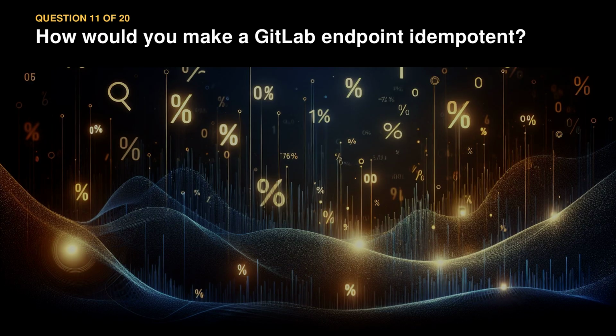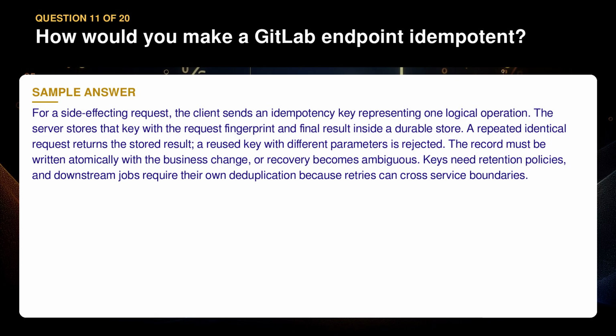Question 11. How would you make a GitLab endpoint idempotent? For a side-effecting request, the client sends an idempotency key representing one logical operation. The server stores that key with the request fingerprint and final result inside a durable store. A repeated identical request returns the stored result. A reused key with different parameters is rejected. The record must be written atomically with the business change, or recovery becomes ambiguous.